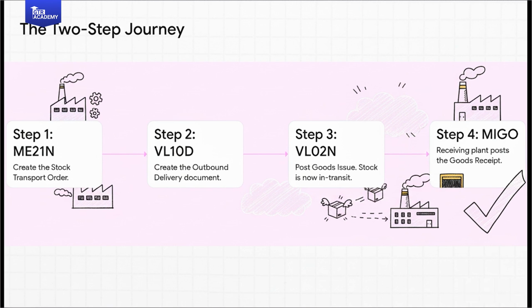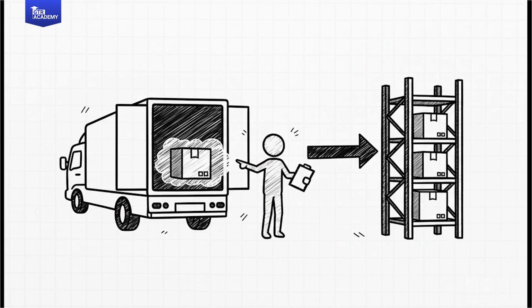The whole process only finishes when the receiving plant does its part and performs that final separate step. And that final step? That's where T-Code MIGO comes in. The team at the destination warehouse, they see the truck pull up, they unload the shipment, they count everything, and then they go into the system, into MIGO, and post the goods receipt. And only at that moment is the stock officially moved from that in-transit limbo into their actual available inventory. The journey is finally truly complete.